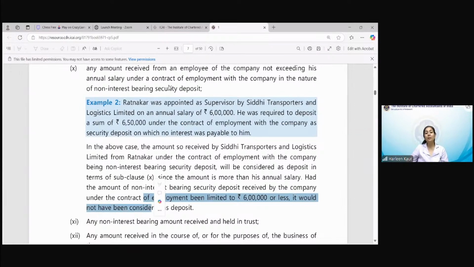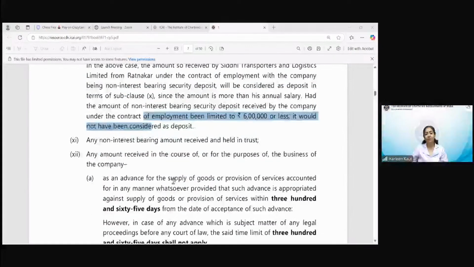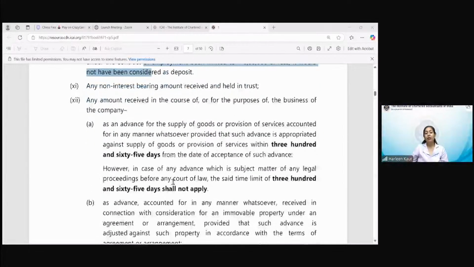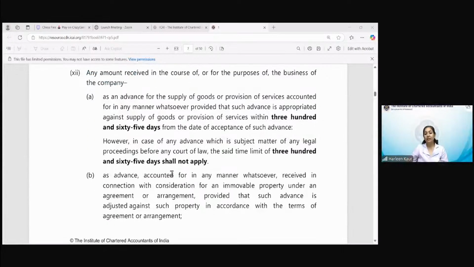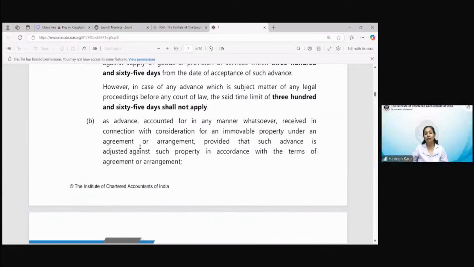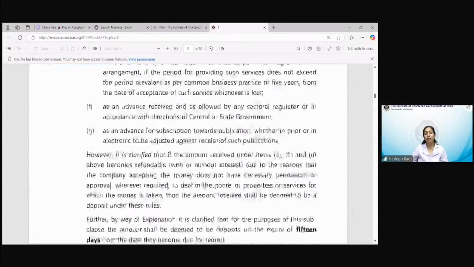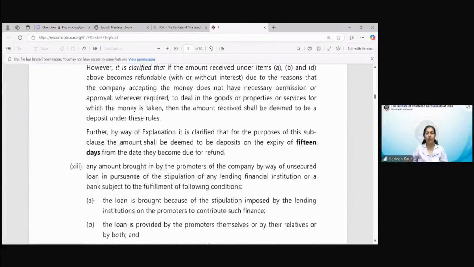If the amount has been received from the trust and it is non-interest bearing, then also it will not be considered as a deposit. For the advances, 365 days is the condition. But if any court case is going on, then you don't have to see the 365 days. Here it is talking about immovable property. All these points we have done in my notes.